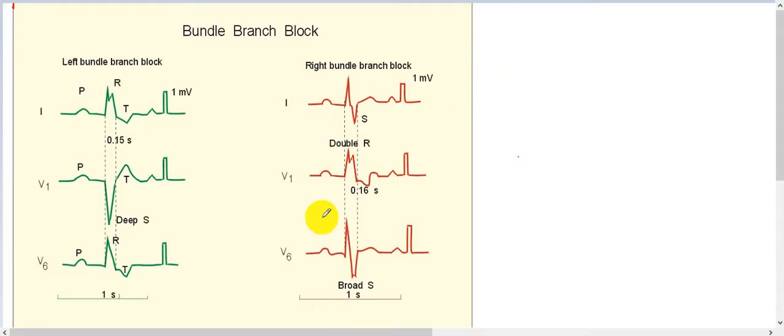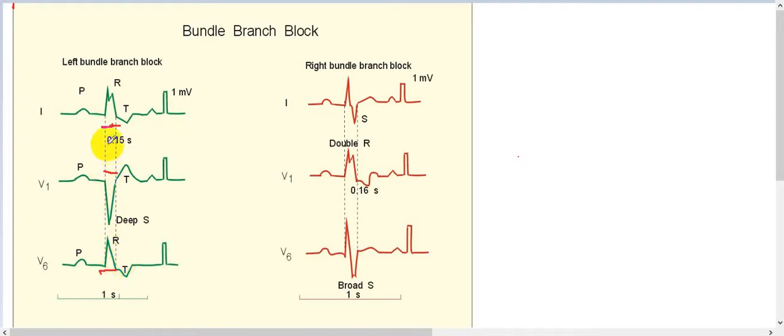In the left bundle branch block, you have a QRS prolongation of greater than 120 milliseconds. You see here the QRS is pretty wide, and the QRS is pretty wide, and the QRS is pretty wide. It's greater than 120 milliseconds.